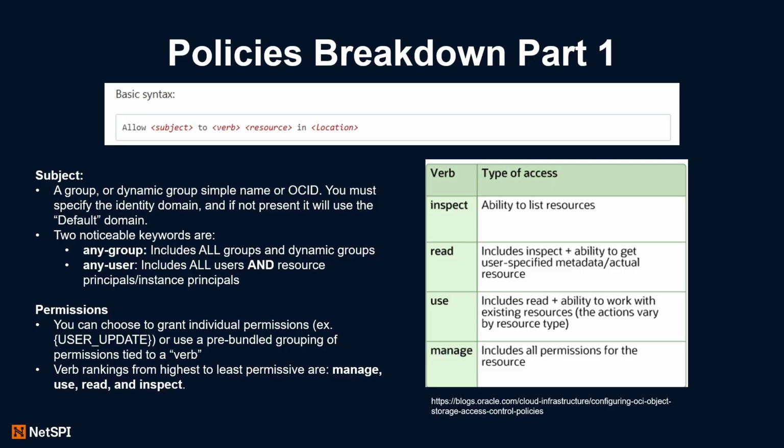Inspect will have the permissions that really just allow you to list stuff, but then read will usually include all the permissions from inspect as well as permissions to actually read some metadata, and then it just keeps going onwards. Manage, right, is kind of like the equivalent of admin. So from a pen testing perspective, if you can compromise something that has manage, or you can control something that has manage, usually you can control whatever resources it's pointing to.